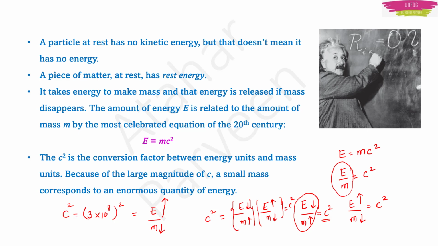I hope you are understanding. You should have understood three concepts now. What are the three concepts? First concept is that E is equal to mc square, where E and m are the same and they are interconvertible. Second concept is that because E by m will become equal to c square, if E is increasing, m should decrease, or if E is decreasing, m should increase. And third point is that because the value of c is very large, if the mass of the particle is very small, then the energy in that particle will be enormous. Okay? I hope you are clear.